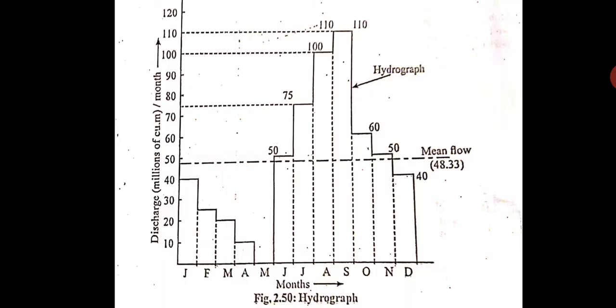So you can see in January it was 40, February it was 25, March it was 20, April around 15, May 0, then June, July 75, August 100, September 110, that is a peak, 110 is the peak flow. Then this was the rising limb and then the falling limb. On the falling limb October is 60, November is 50 and December is 40 millions of cubic meter per month. So this way we can plot the hydrograph, and you can see for the month of May the discharge is 0.